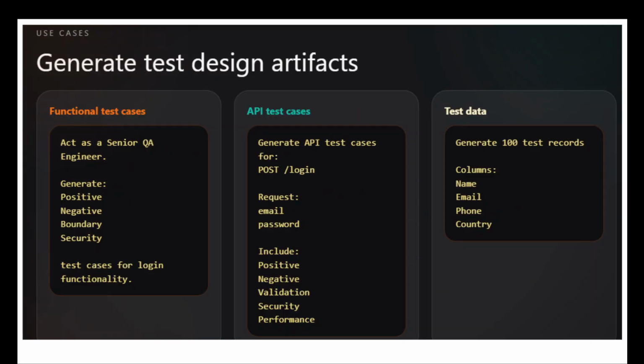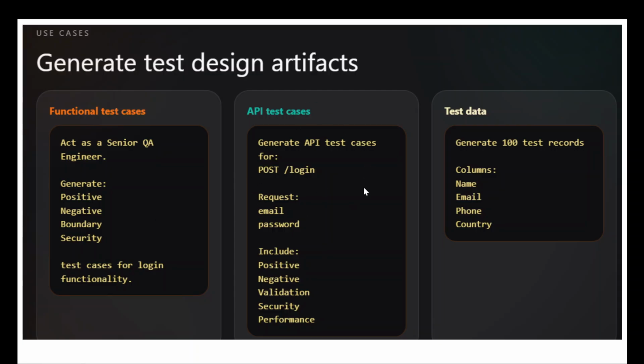Now some of the use cases where prompts are used. Now we have understood what prompts are, what the prompt techniques are, and what areas prompts can be used in. I will just show you some examples. Let's say you want to design functional test cases. We can use a prompt like this: act as a senior QA engineer, generate positive, negative, boundary, security test cases for login functionality. It will give you all the test cases for these specific functionalities.